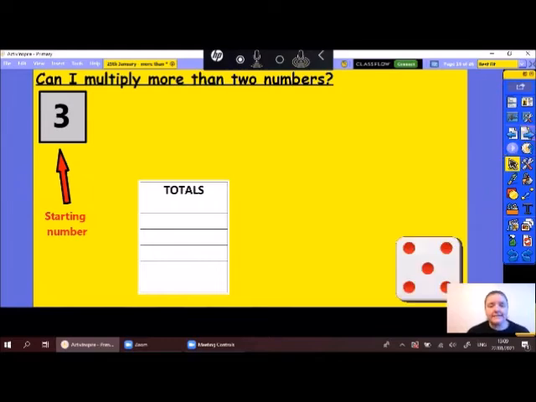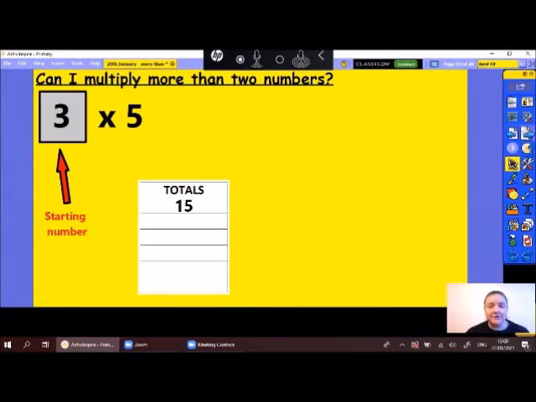You then roll a dice to see what your next number is going to be. Mine's a 5, so next to my starting number up here, I'm going to write times 5. And then I need to work out what that is and write it in as my total. So I know 3 5s are 15, so that goes in my total box.